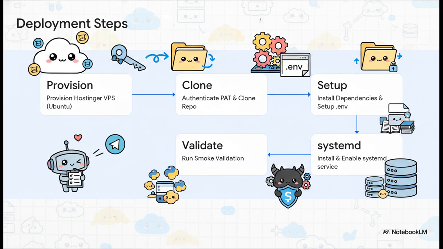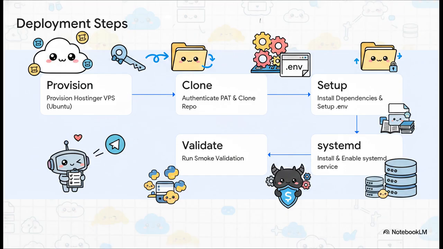Second, you authenticate that personal access token we talked about earlier and securely clone the private repo onto your new server. Third, you install your Python dependencies and manually build out your .env file with your production secrets. Now, step 4 is absolutely critical: installing and enabling systemd. Systemd is the Linux service manager, and setting it up is basically buying pure peace of mind.